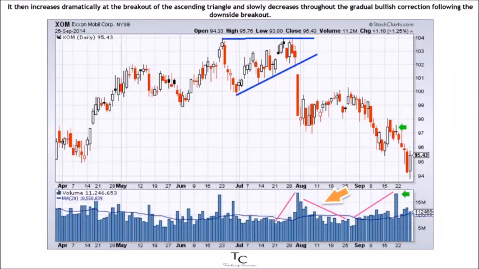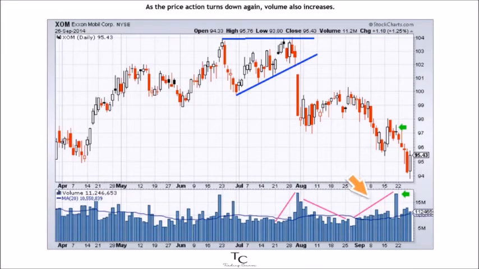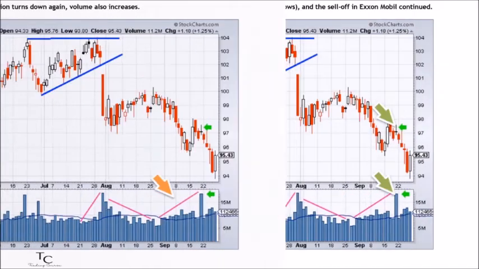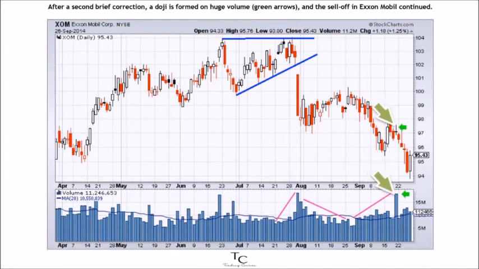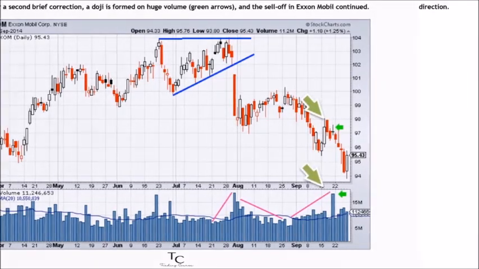It then increases dramatically at the breakout of the ascending triangle and slowly decreases throughout the gradual bullish correction following the downside breakout. As the price action turns down again, volume also increases. After a second brief correction, a doji is formed on huge volume, green arrows, and the sell-off in ExxonMobil continued.